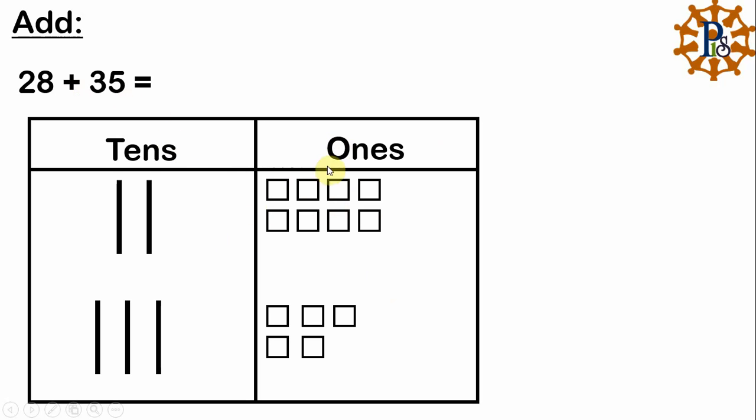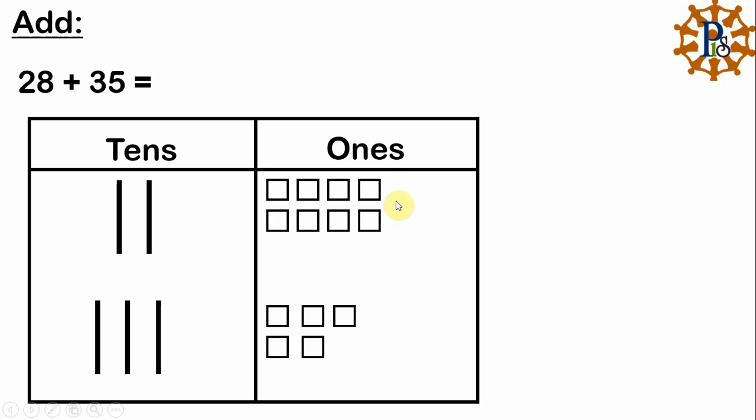So this is step number 1, to represent numbers in the table. In this table we have only ones and tens. For 28, I draw 8 squares, because I have 8 in ones. I draw 2 lines in tens, because we have 2 in tens. For 35, we put 5 squares here, and for 3 tens we draw 3 lines. This is step number 1.